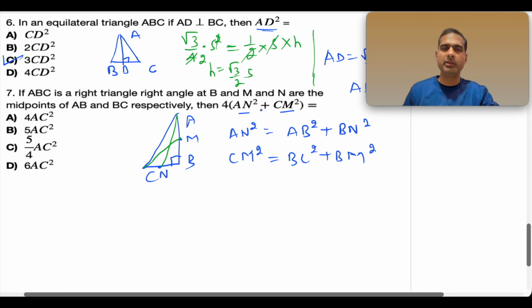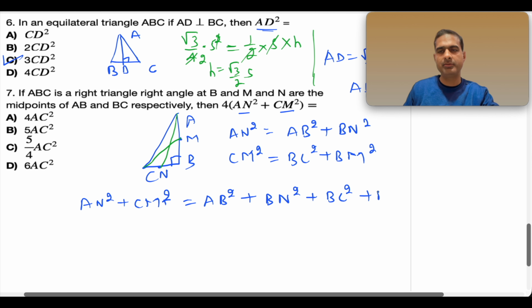Now we have to find out AN square plus CM square. So AN square is AB square plus BN square, and CM square is BC square plus BM square. So from here, AB square plus BC square: in triangle ABC, AC is the hypotenuse, so AB square plus BC square will be equal to AC square.